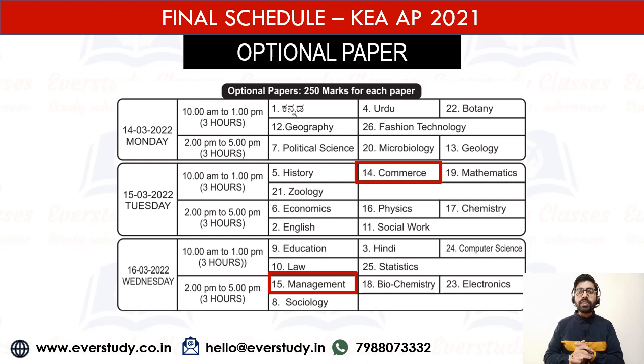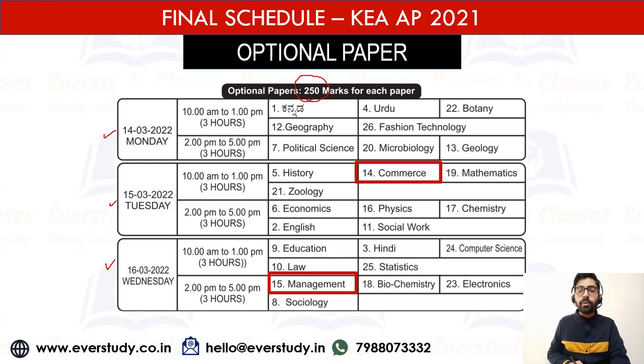And so this is the schedule which is for the optional paper. So optional paper is the main deciding paper which is going to decide whether you are going to get a job here or you are not going to get a job. So your optional paper is of 250 marks. It is a 250 marks paper, and we have a schedule 14th March, 15th March and 16th March. The different subjects they have been distributed over these particular dates.